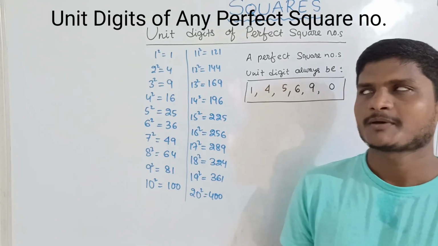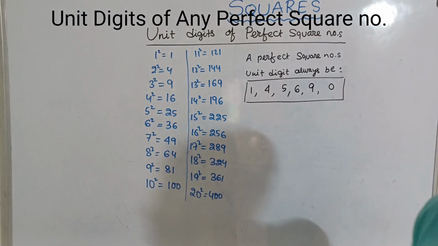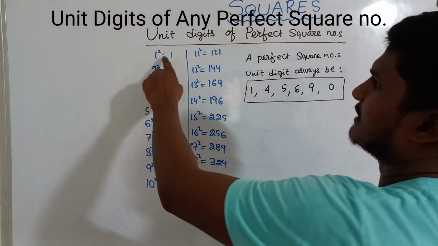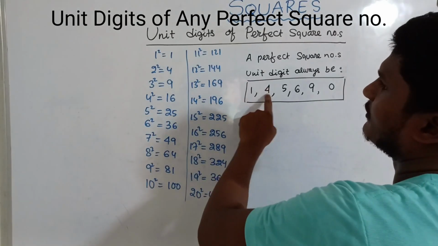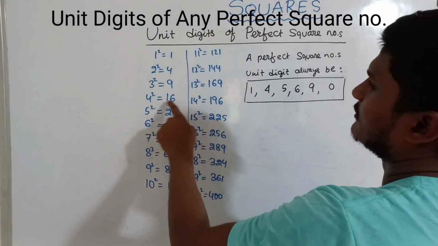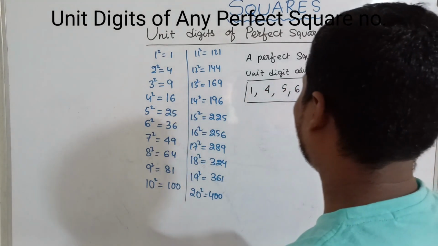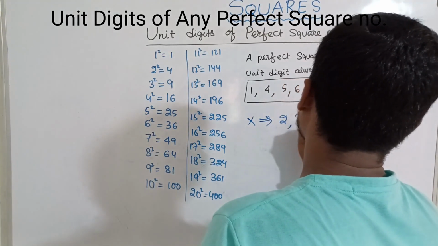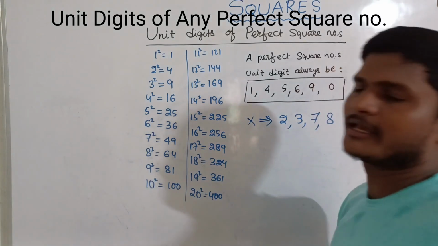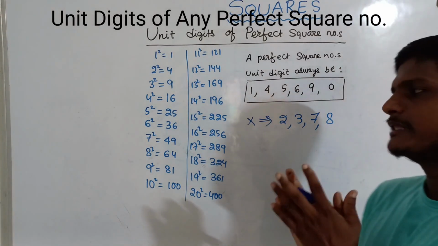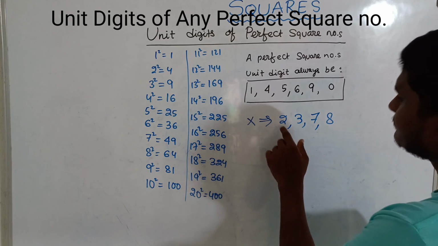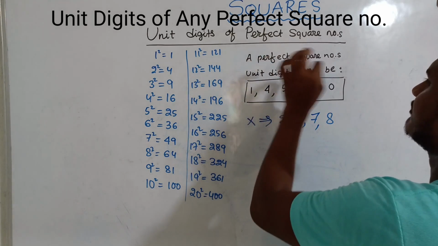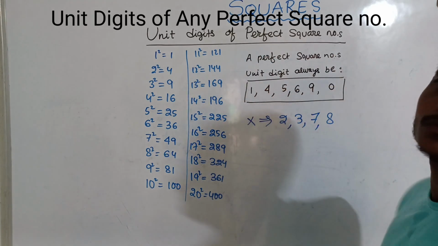Okay. A perfect square number's unit digit is always 1, 4, 5, 6, 9 or 0. Look at this: 1 squared is 1, unit digit 1; 2 squared is 4, unit digit 4; 3 squared is 9, unit digit 9; 4 squared is 16, unit digit 6, and so on. You cannot get the unit digit as 2, 3, 7 or 8. In any situation, if you square a number, the unit digit must not be 2, 3, 7, 8. A perfect square number's unit digit is always 1, 4, 5, 6, 9, 0.